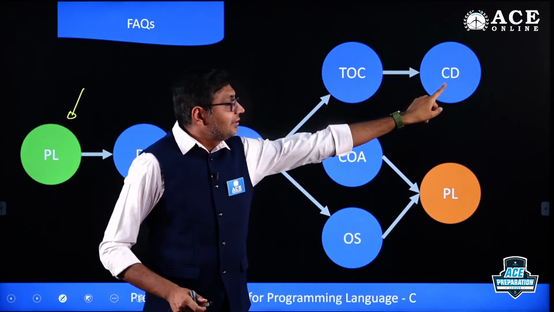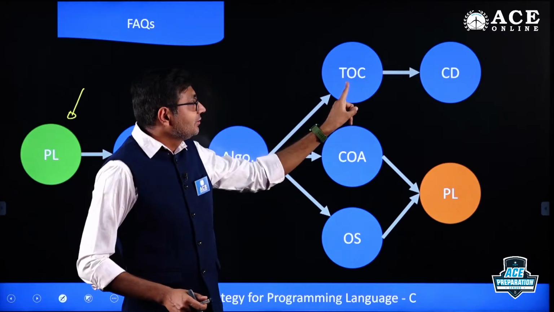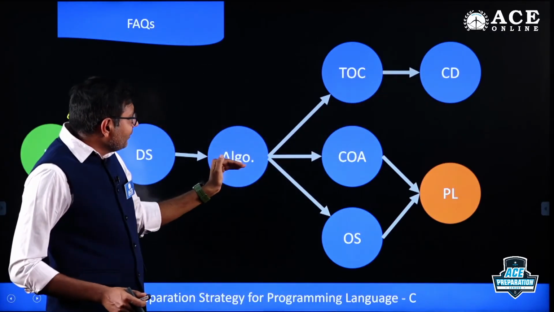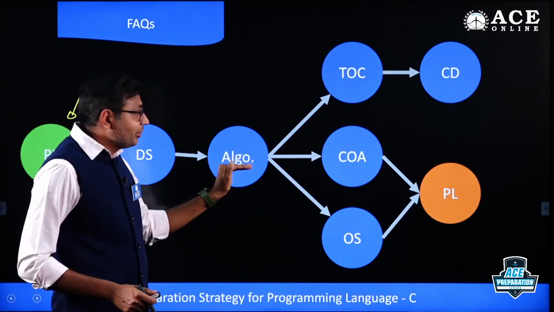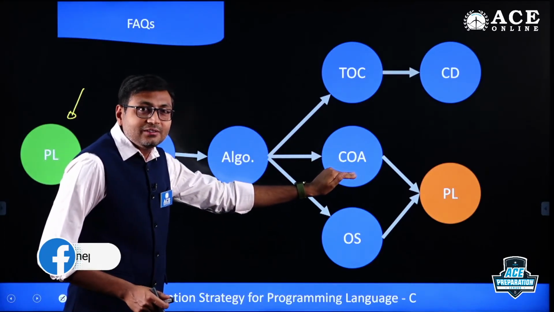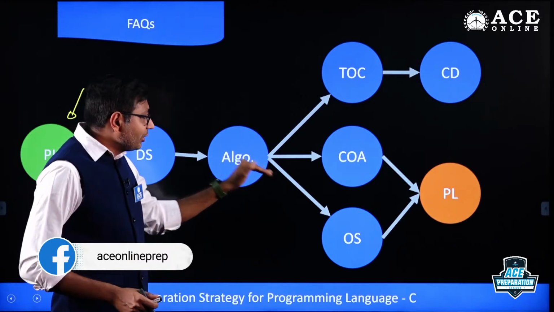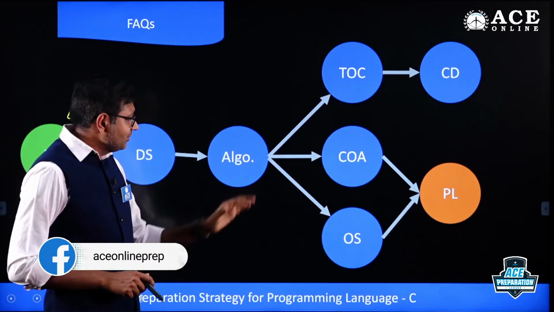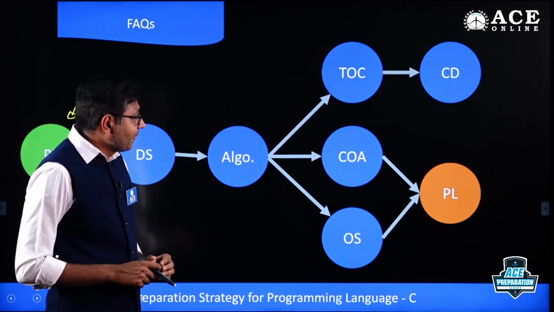And compiler design depends on the TOC. So follow this sequence. And after algorithm, you can also start with COA. After algo, you can also start with the operating system. Alright, this is my suggestion to you guys.